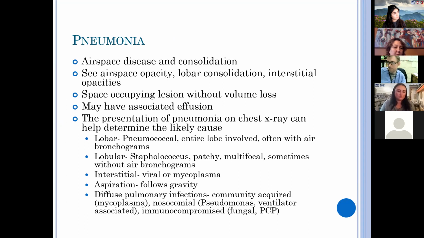If it's a lobar pneumonia, you would think more so of pneumococcal pneumonia, versus a lobular pneumonia, which tends to be more staphylococcus. It can be patchy or multifocal. Interstitial pneumonia, if it's described as an interstitial pattern, you want to think along the lines of viral or mycoplasma. An aspiration pneumonia is going to follow gravity, so the lower lobes tend to be more affected. And then for diffuse pulmonary infections, you want to think about things like community-acquired, nosocomial, like Pseudomonas, or ventilator-associated pneumonia, or in immunocompromised patients, you want to think about fungal or PJP, PCP.